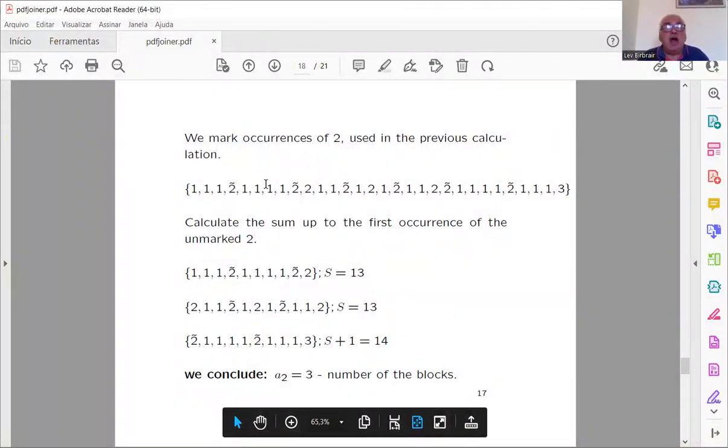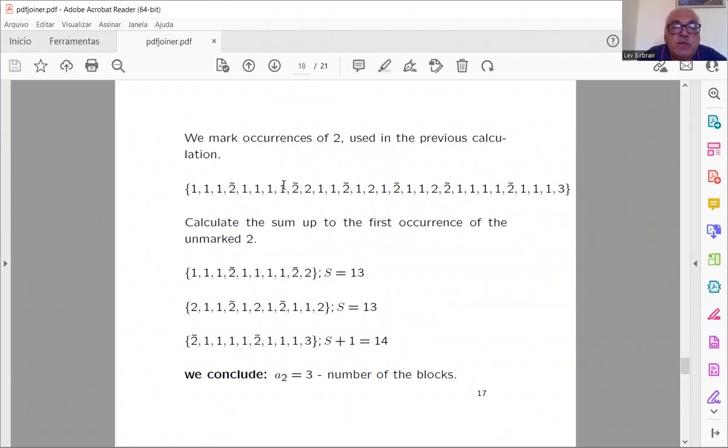Now what do we do? We just mark all the elements that were used in the previous calculation. So we calculated up to here, you have the sum 6, so that you have the marked numbers 2, and then you have unmarked. So this is the first unmarked 2, and then we make the same summation up to this point, right? And then the sum equals 13.